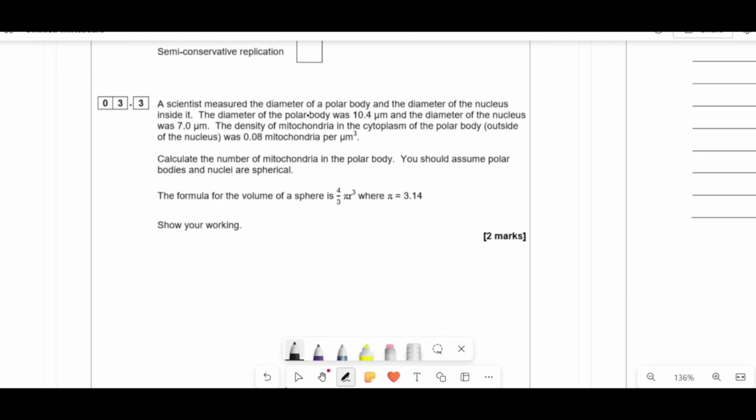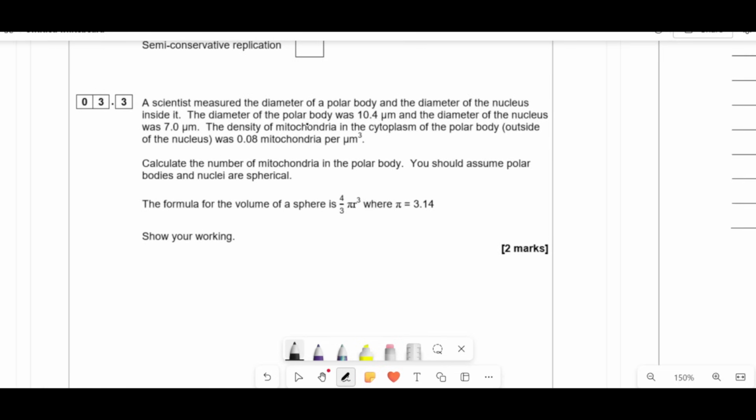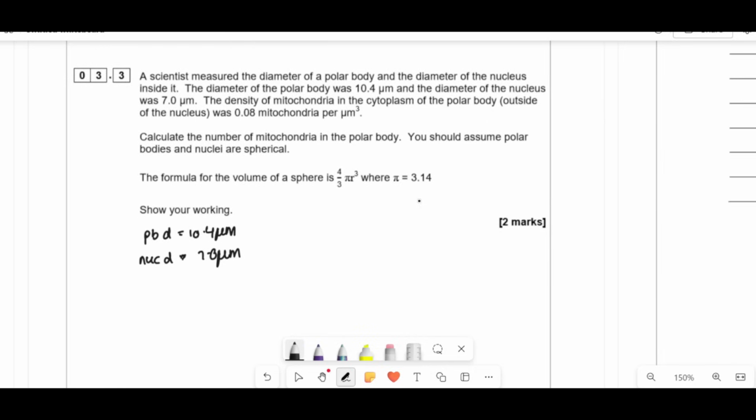A scientist measured the diameter of a polar body and the diameter of a nucleus inside it. The diameter of the polar body was this, and the diameter of the nucleus was that. So polar body diameter is going to be 10.4 micrometers, and then the diameter of the nucleus is 7.0 micrometers. The density of the mitochondria in the cytoplasm of the polar body outside the nucleus was this. So the mitochondria outside nucleus is 0.08 per micrometer cubed. It's saying work out the number of mitochondria in the polar body.